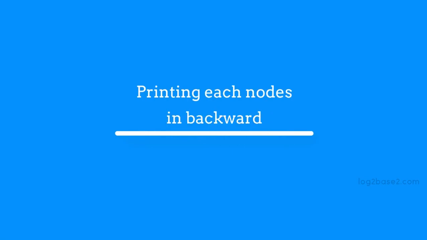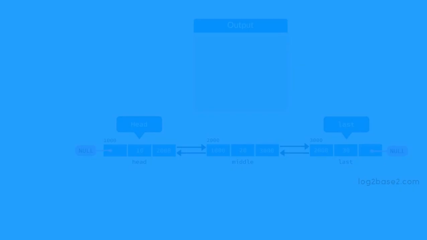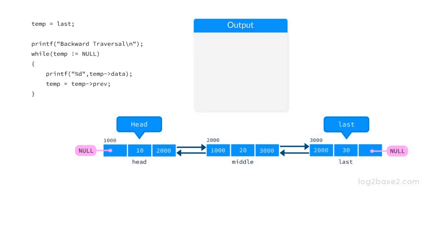Now let us see the backward traversal. And we are traversing from end to the beginning. So we will start from the last node and we will print the data of each node till we reach the first node. And we can easily identify the first node since its prev will be null. So start from the last and print the data, repeat till we have node's prev equal to null.